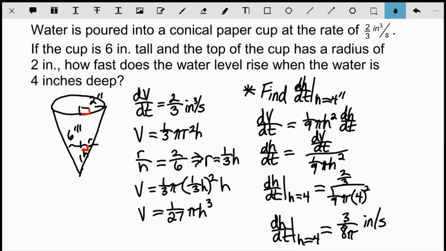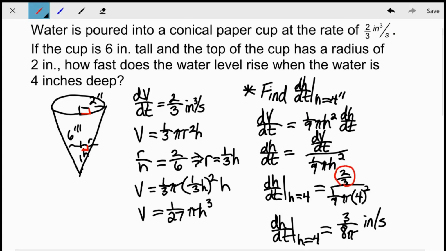Next thing is the water level should be going up. I got a positive dH/dt value. That makes sense. And the last thing you can check if you really want to is your units. If you go back to this previous step, remember 2/3 was in inches cubed per second. And then down here, this 4 was in inches. So we have inches cubed per second divided by inches squared, and that's where we end up with the inches per second.